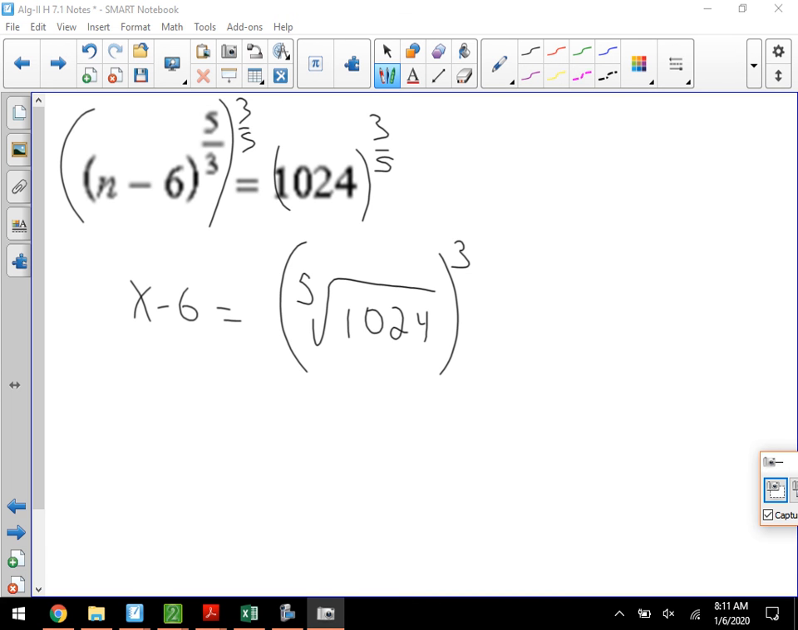Well, let's see here. We know 2 to the 5th is 32. That's not it. 3 to the 5th would be 81 times 3. That's not going to work. 4 to the 5th, well, that would be what? 4 squared is 16. 16 times 16 is 256. Is this all right? What's 256 times 4?